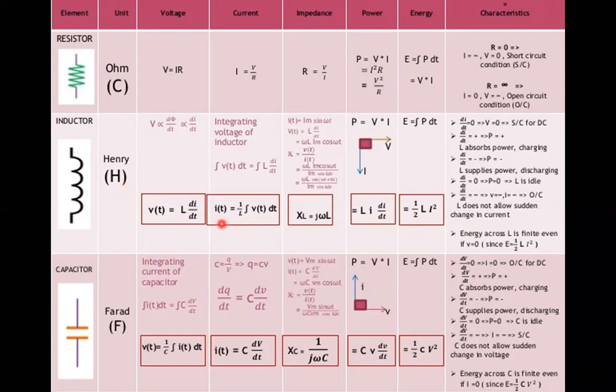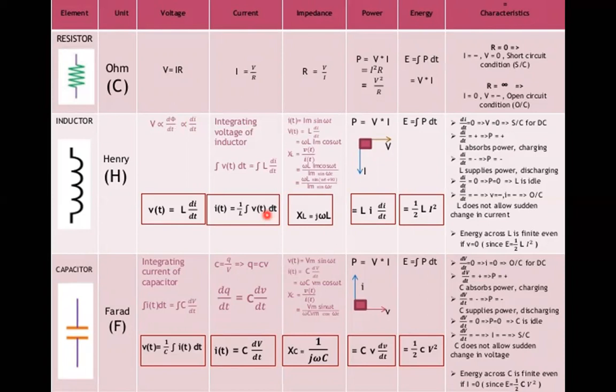How do you calculate the current? The integration of V(t) with respect to dt is equal to the integration of L di by dt. If you integrate this, the integration of di is nothing but I. So if we calculate this mathematically, I is equal to 1 by L integration of V(t) dt.